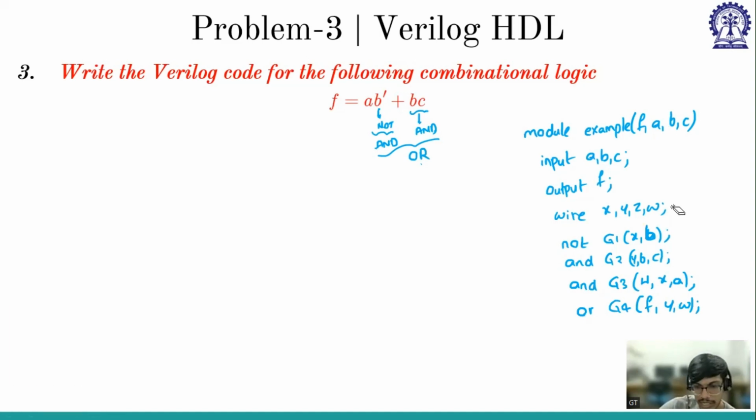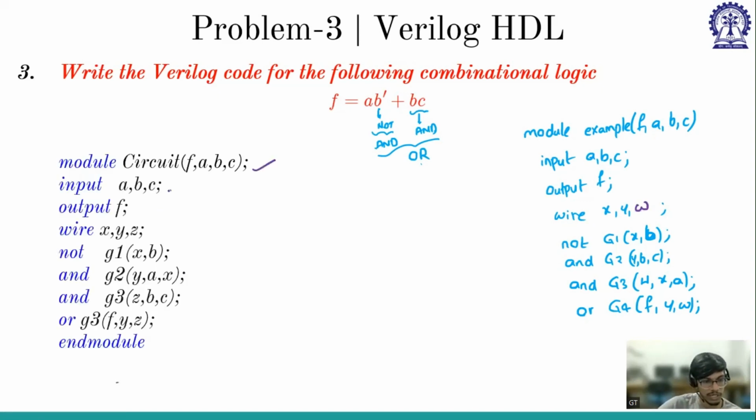So from this I can say I need only X, Y, Z as the wires. So the same thing: F, A, B, C, input and output, and I have taken X, Y, Z. First I have done NOT, then I have done AND, then another AND, and finally I have done OR. So that's how you do it. You can also start writing these codes in Verilog.